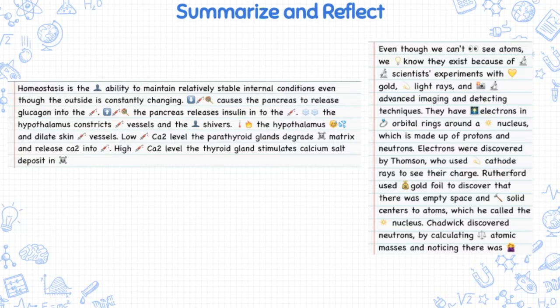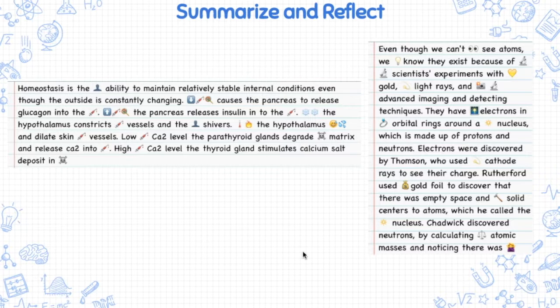Here's another example where I asked the students to reflect upon, we can't see atoms, how do we know they exist? So the students started, even though we can't see atoms, we know they exist because of scientist experiments with gold, light rays, and advanced imaging and detecting techniques. I liked how they used a ring when they're thinking about orbitals. They used the sun, thinking about a nucleus, like the sun is the nucleus of our solar system. I find this is very engaging for students.